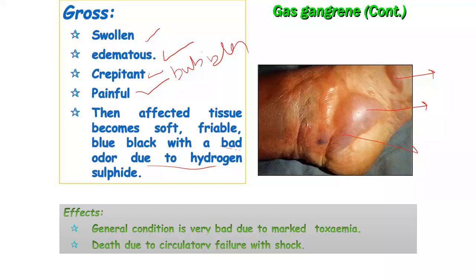So this is the swollen edematous crepitant painful limb, followed by being soft, friable, blue-black with bad odor due to hydrogen sulfide. Of course, wet gangrene in general and gas gangrene in particular is a very serious condition, because the general condition is very bad due to severe toxemia, and death occurs due to circulatory failure and septic shock. So this is the case with moist gangrene and the worst type of moist gangrene, which is gas gangrene.